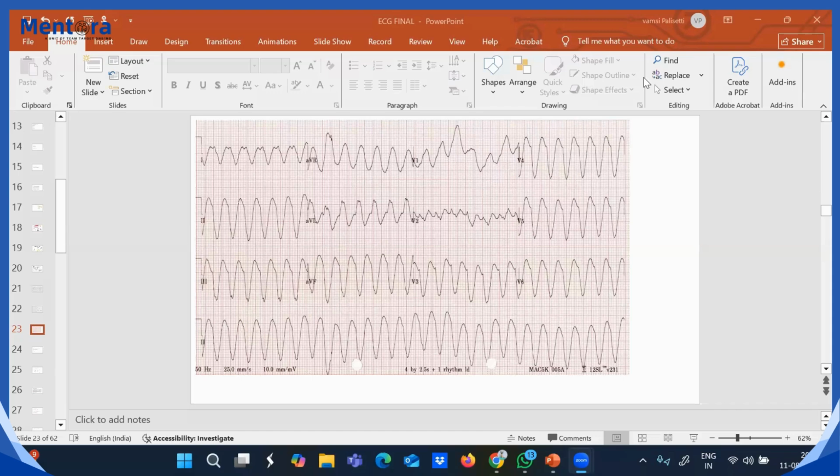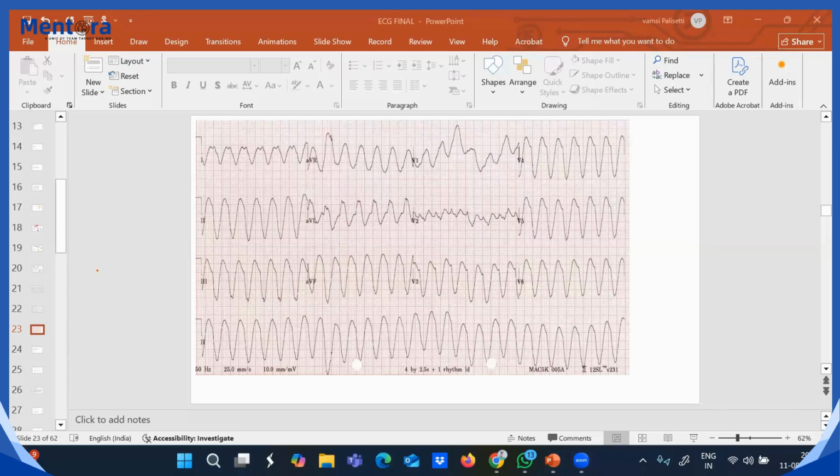So this is a wide complex. There is no P wave. Looks regular. Regular. Wide complex, regular, no P wave. Ventricular tachycardia. VT. Ventricular tachycardia.